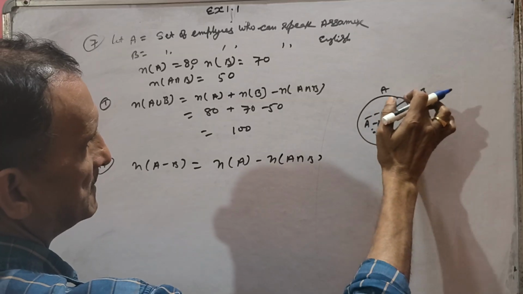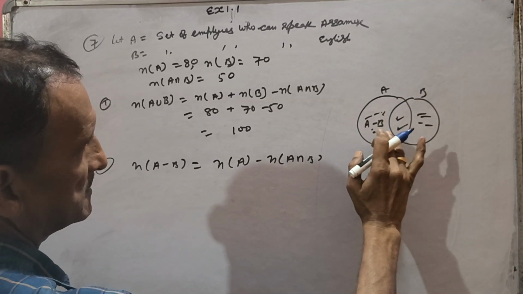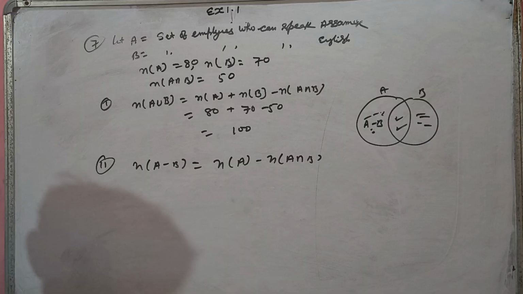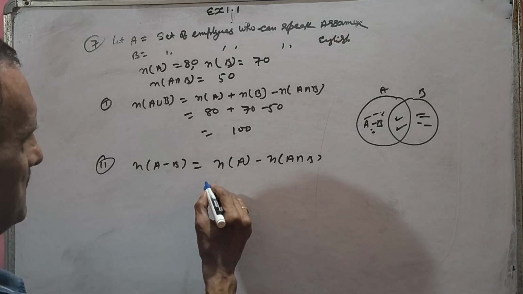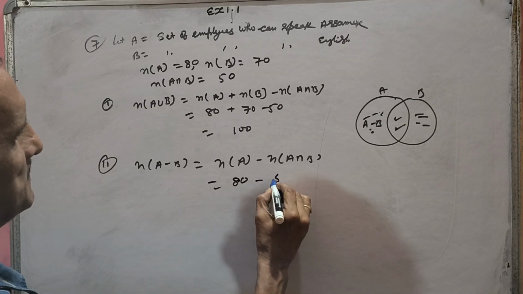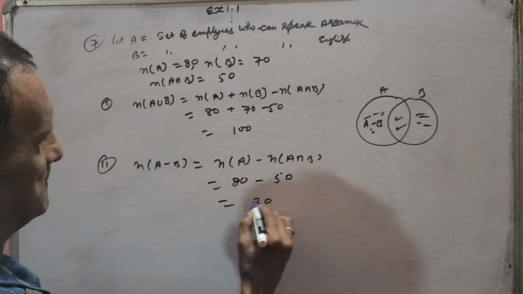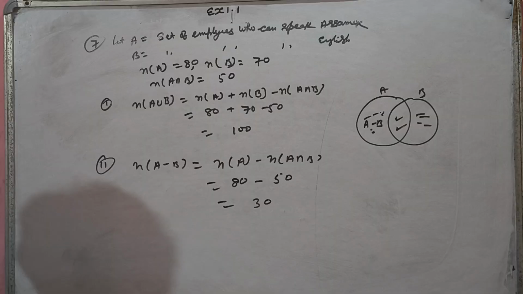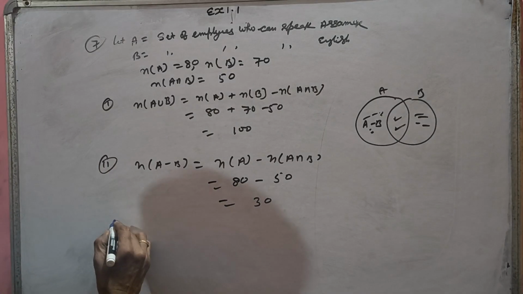n(A) minus n(A intersection B) will give only Assamese. n(A) is given 80, minus n(A intersection B) 50, so we will get 30. So 30 employees can speak only Assamese.